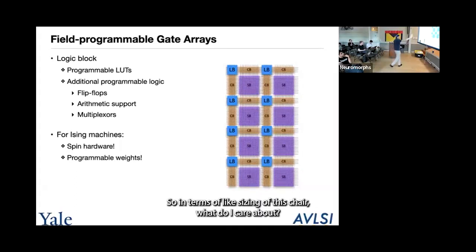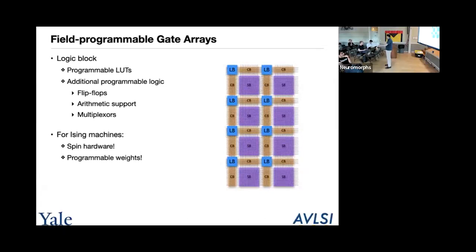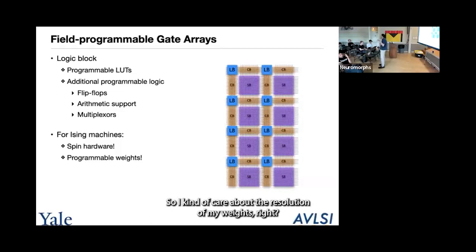So in terms of sizing up this chip, what do I care about? I care about how much routing I need to be able to map a wide range of Ising graphs. I care about how many spins I need, but that one's easy, right? I'm going to build an array architecture, and I'll have a capacity based on the number of spins. And then I need to know how many weights I need per spin, roughly. I need to know what range of weights I need to support. Are the weights just binary? Actually, that wouldn't be very useful. You need a wide range of weights. So I care about the resolution of my weights, right?